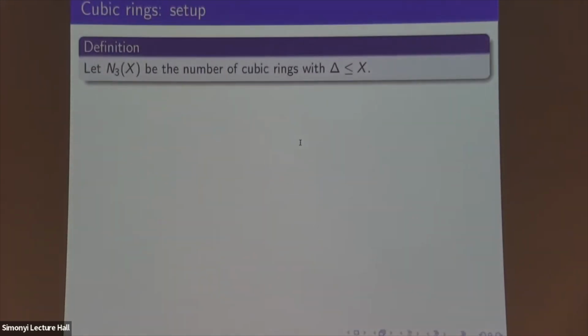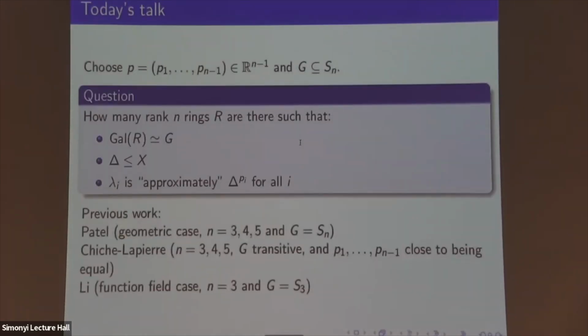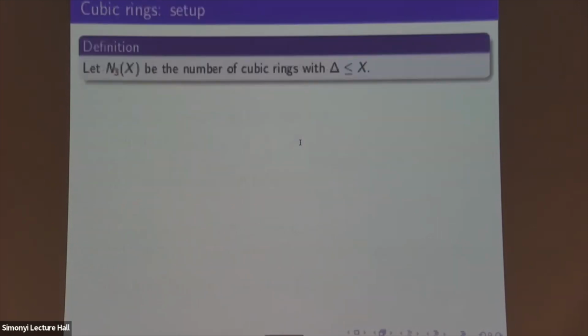So let me tell you, actually, let me make a note. Everything I'm going to say from now on in this talk is original work, including the setup, unless I specifically say that it's not. In particular, these previous results were phrased in a pretty different setup. Okay, so let me tell you the setup for cubic rings.